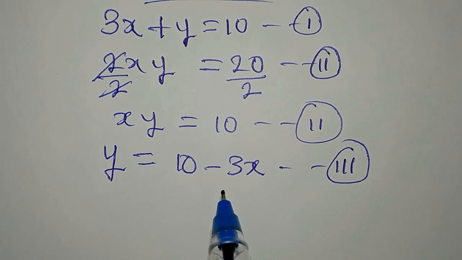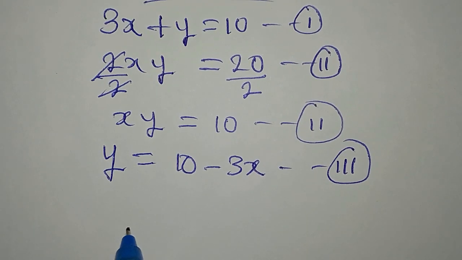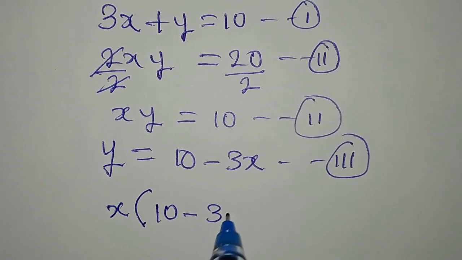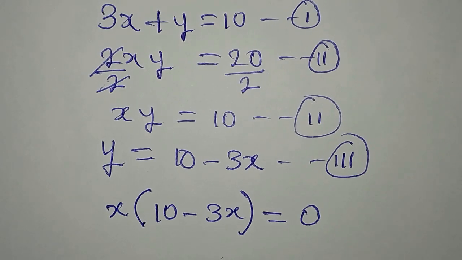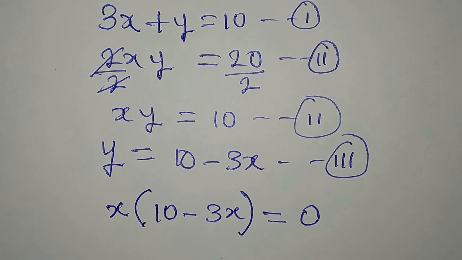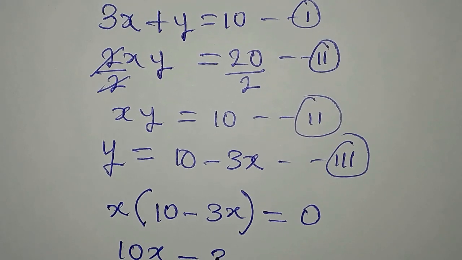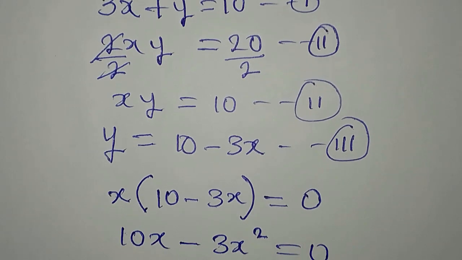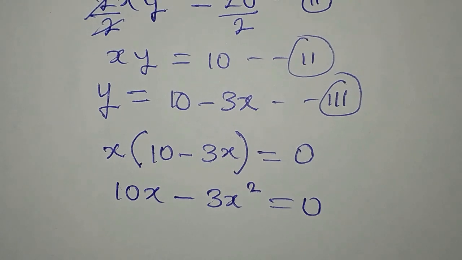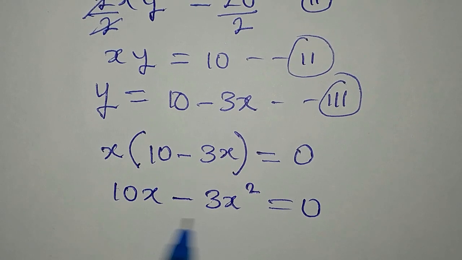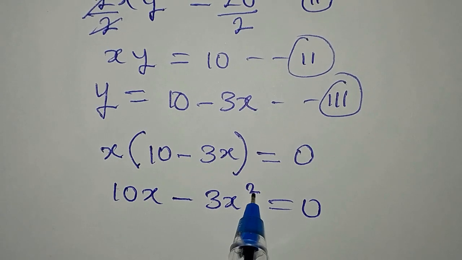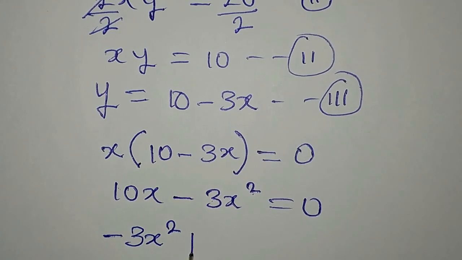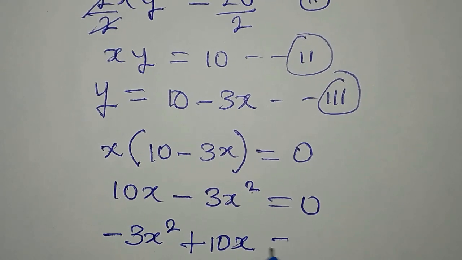So we will put this equation 3 into equation 2, and then we have x times y, which is going to be 10 minus 3x, equals 10. So we're going to open the bracket as we have 10x minus 3x squared equals 10. Now what we have here is a quadratic equation, but let us arrange it in a way that the one with the highest power will appear first. So we have minus 3x squared plus 10x equals 10.